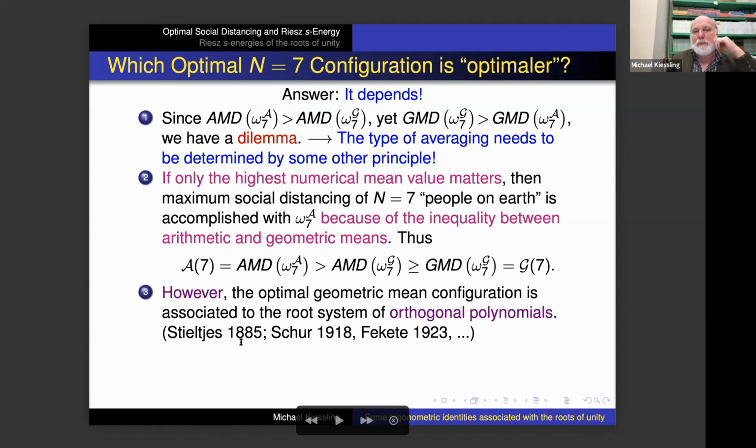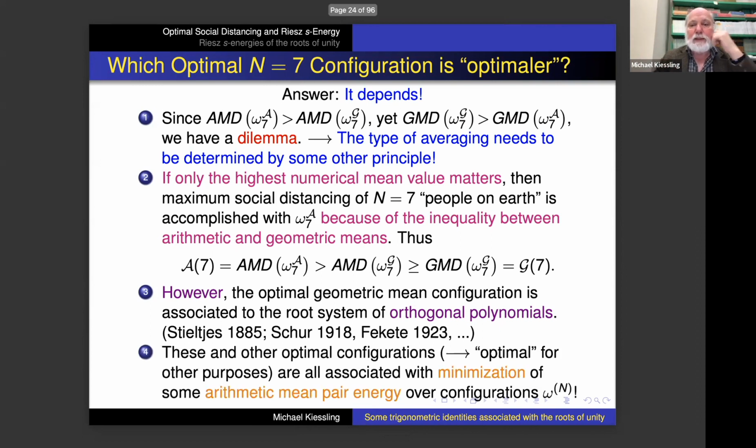have started with a paper by Stieltjes in 1885. He found that the root system of some orthogonal polynomials actually optimizes the geometric mean distance. He did it on an interval, and then Schur and Fekete later on generalized it to more general domains, including, for instance, you could think of the sphere.